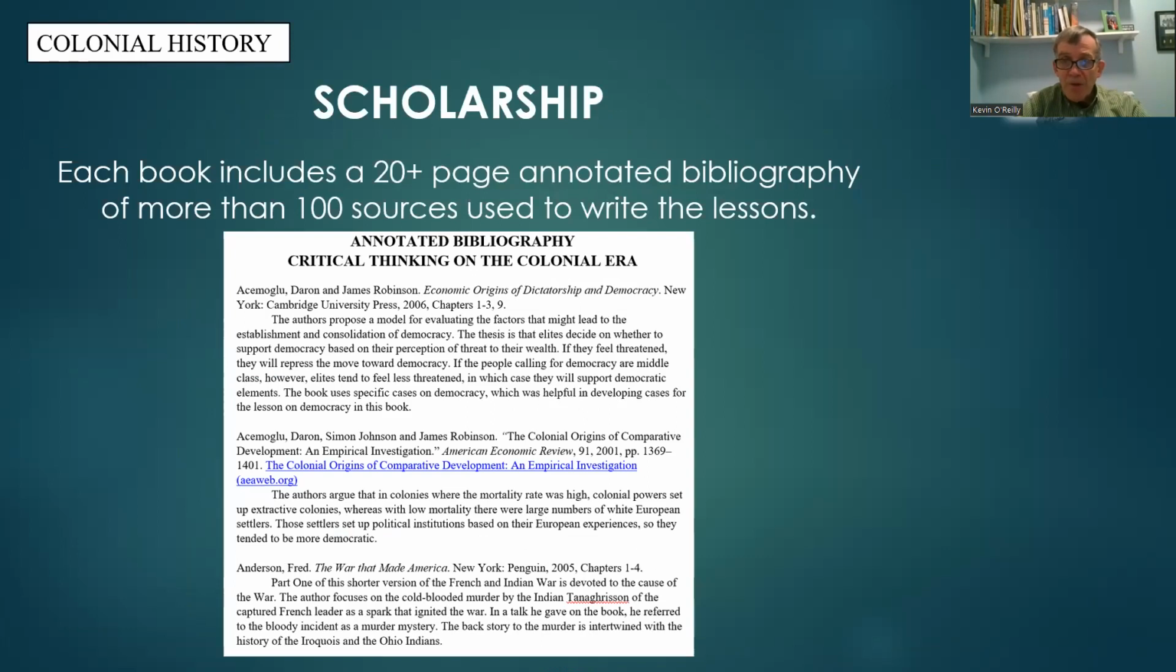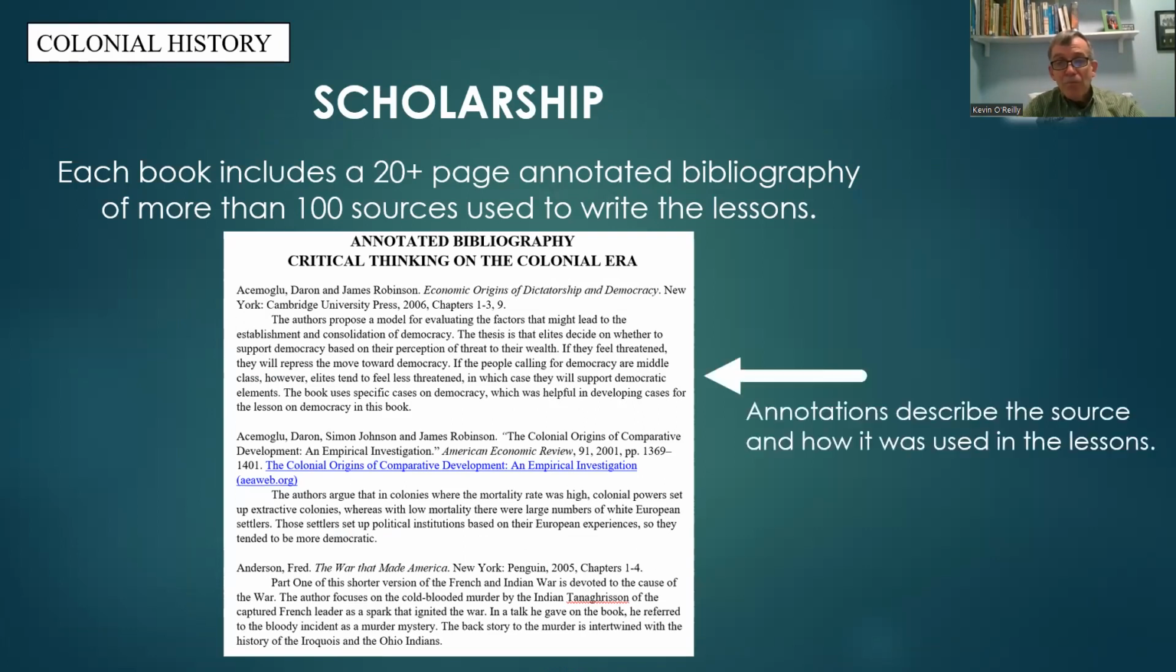The scholarship also goes to bibliography. There are annotated bibliographies here, and teachers could find this very useful. I'll follow up and look at this source. In the case of the colonial book, there were over 100 sources that I used for the 10 lessons. Each book has 10 lessons.